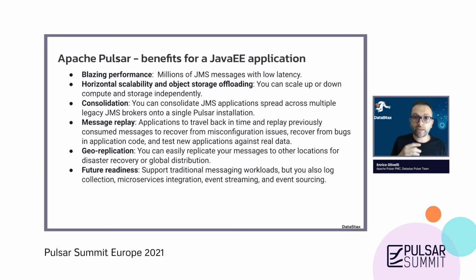Then you can leverage geo-replication, and so you can deploy your brokers and your application in multiple regions, and you can distribute your data. And for instance, you can achieve lower latency in accessing the data. And also you will be ready for the future, because you can run usual JMS workloads, but you can connect with the other kind of workloads that are available with Pulsar and with modern streaming systems.